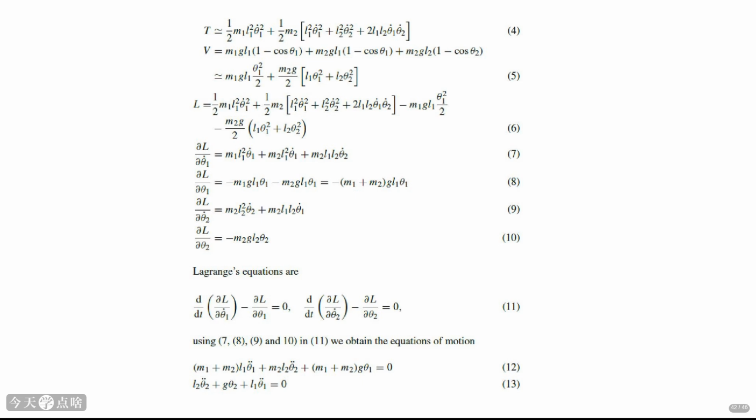After taking the time derivatives and substituting everything into the Lagrange equations, we get a system of two coupled second-order differential equations. These are the equations of motion for the double pendulum. They describe how the angles theta 1 and theta 2 evolve over time under the influence of gravity. Solving these equations analytically is difficult, but they are essential for numerical simulation and control.